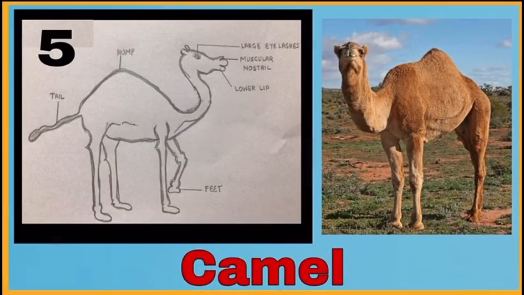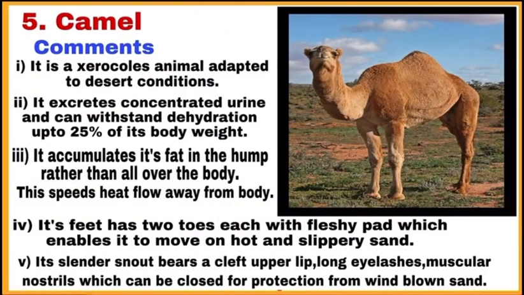Camel, everyone knows about this animal and it is also called the ship of the desert. It is also a xerocole animal adapted to desert conditions. It excretes concentrated urine and can withstand dehydration up to 25% of its body weight. See the next adaptation. It accumulates its fat in the hump rather than all over the body, and when the fat breaks, water is released as a byproduct and this water is used by camel for normal functioning. Another advantage of this hump is, it speeds heat flow away from the body.